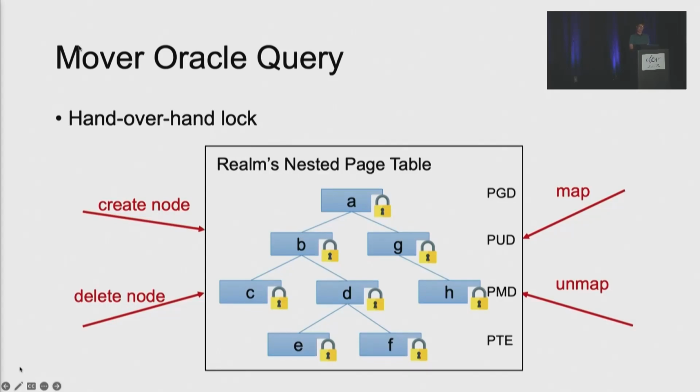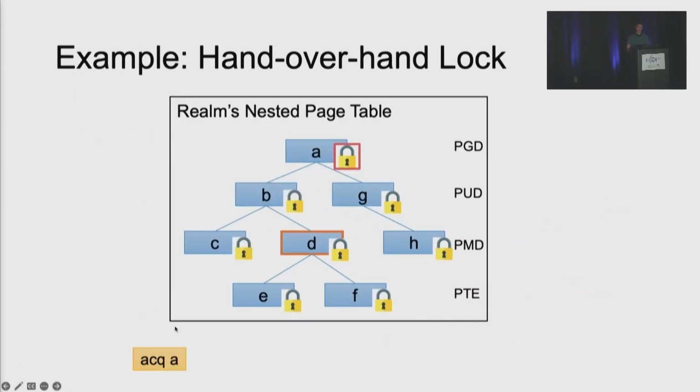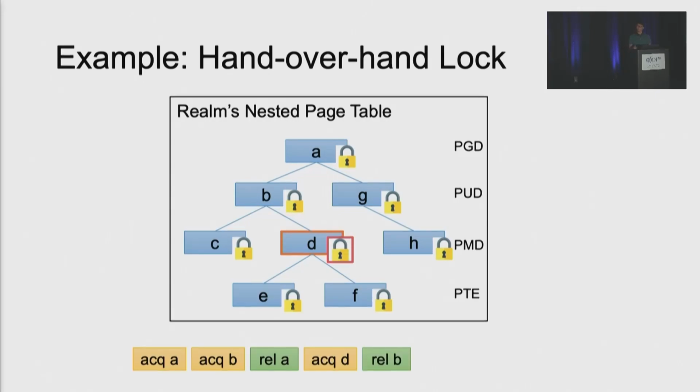Here is an example of how hand-over-hand logging works. If we want to update node D in the page table, we should first acquire A, the log of the root A, then the log operations are recorded as an event in the bottom. To jump to B, we acquire log B and release A, and then we jump to D. And finally, while holding the log, we can update D and release D.